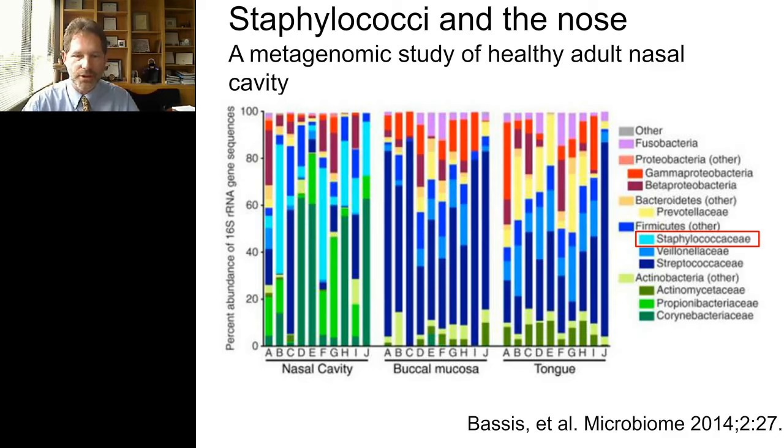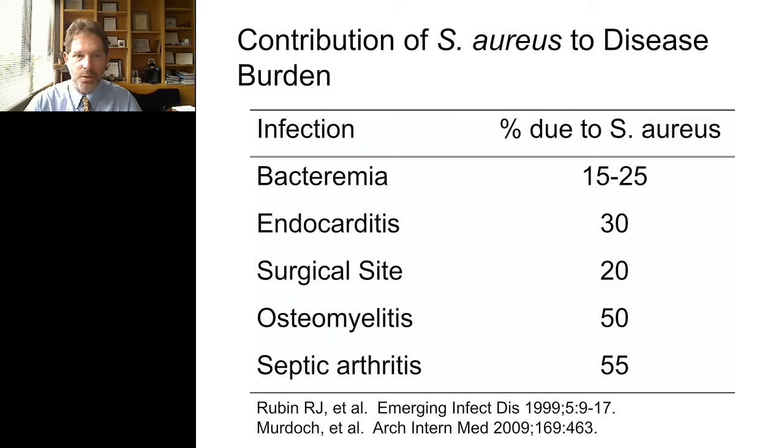You see very little or none of it in the buccal mucosa or the tongue, because it appears that, and we've learned that, the nares of humans is a niche for staphylococcal organisms, particularly Staph aureus. Anywhere from 20 to 30% of humans will carry Staph aureus in the nose at any one time. So why is this important?